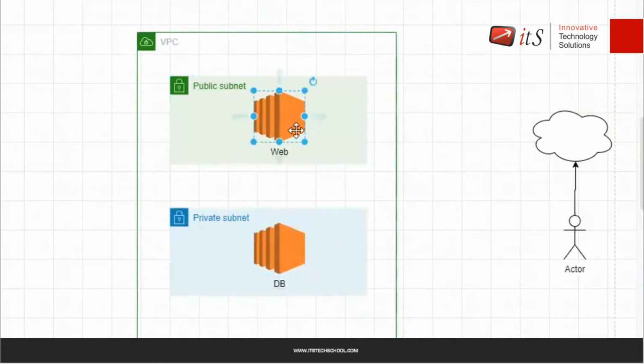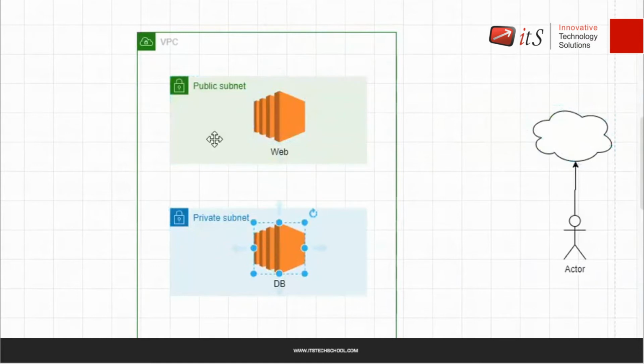So all my public machines will be in the public subnet, and all my private machines will be in the private subnet. Right now there are just two machines, but in future we are going to add more than that. So public machines will be in the public subnet, and private machines will be in the private subnet. So the web will be connected to the internet and the DB will not.